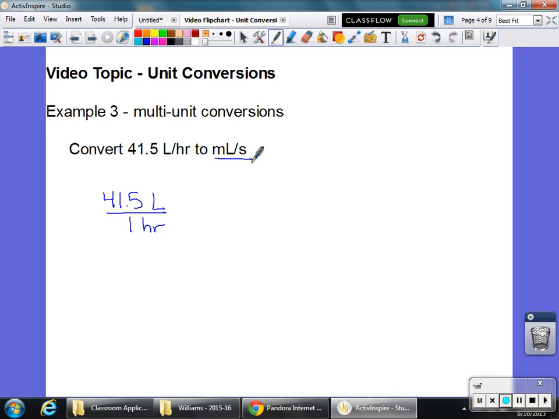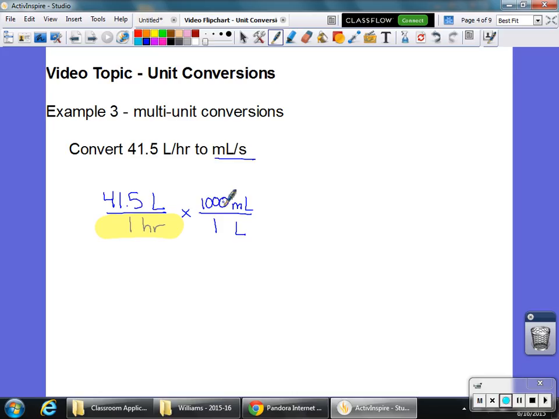If you notice, it's extremely important that I placed hours on the bottom because it's per hour, per 1 hour. The 1 might not show up in the actual unit, but we know the 1 is there. So when we go to convert, let's first convert liters, because liters to milliliters has a base unit in it. We know it's a one-step problem. Since liters is in our numerator, liters would have to go in the denominator, and we're going to put milliliters on top. 1 liter is bigger. There are 1,000 milliliters in that 1 liter.